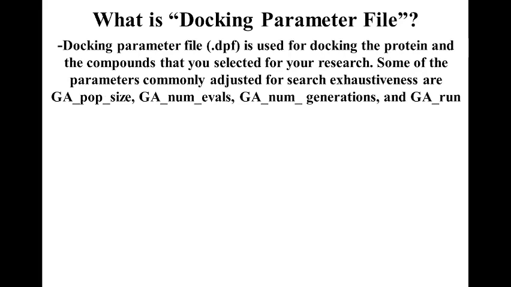Some of the parameters commonly adjusted for search exhaustiveness are GA population size, GA number of evals, GA number of generations, and GA runs. GA means genetic algorithm.